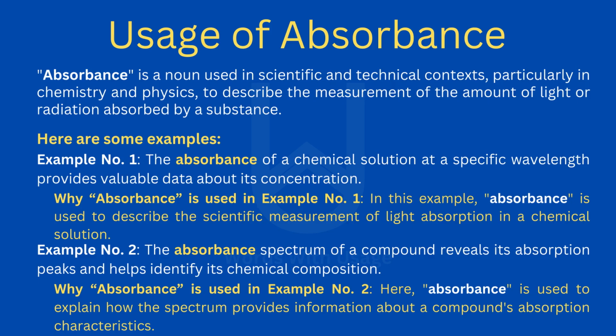Example number 2. The absorbance spectrum of a compound reveals its absorption peaks and helps identify its chemical composition. Why absorbance is used in example number 2. Here, absorbance is used to explain how the spectrum provides information about a compound's absorption characteristics.